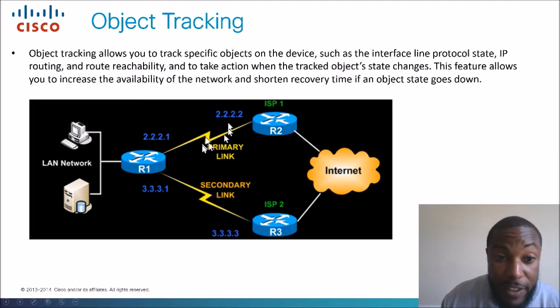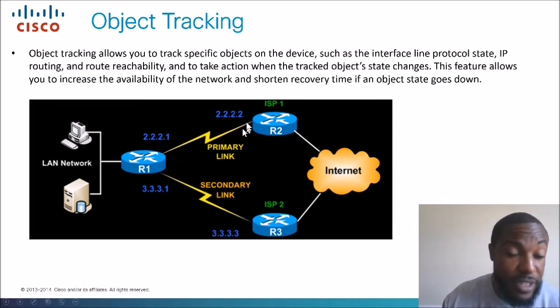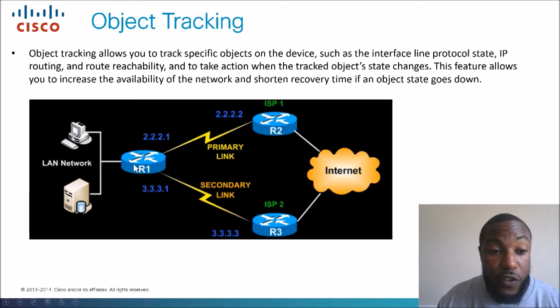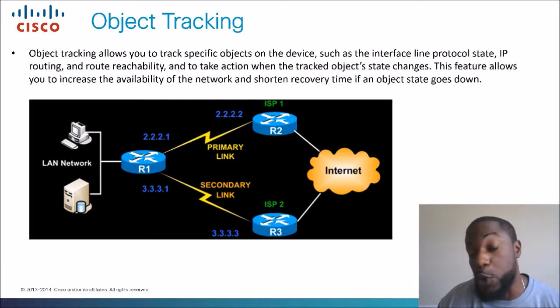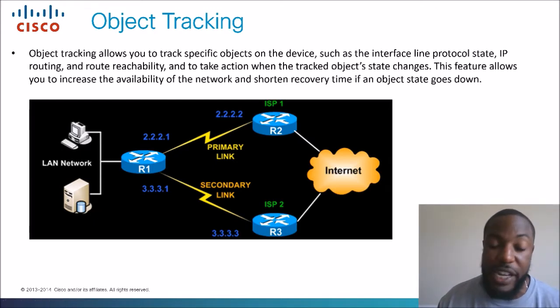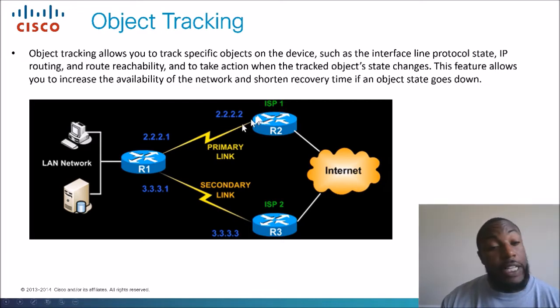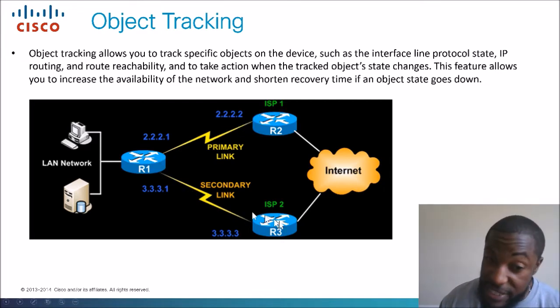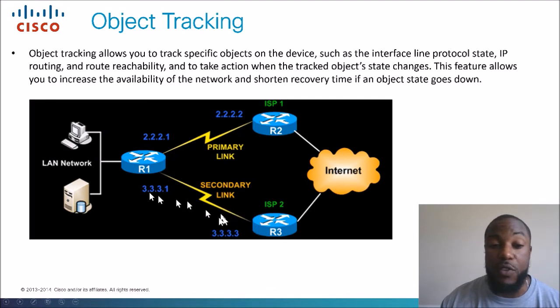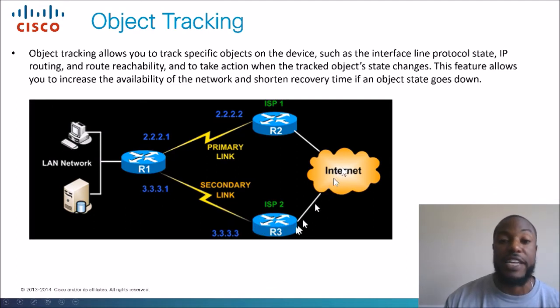If we're tracking this interface as an object and it goes down, we will receive a notification. Well, not necessarily. You'd have to configure debugging to really see the notification, but it'll automatically fail over to the secondary link, and then we'll start using that to get out to the internet.